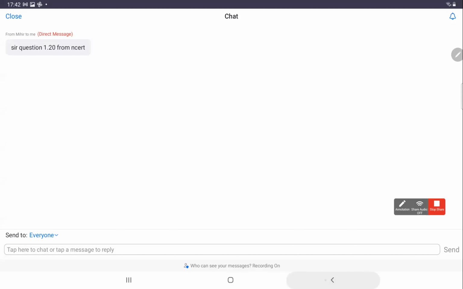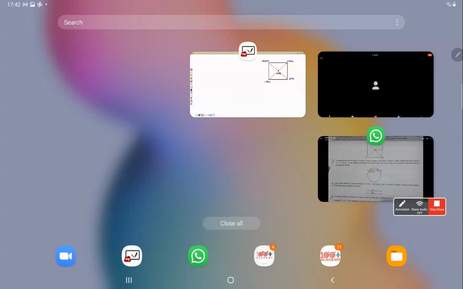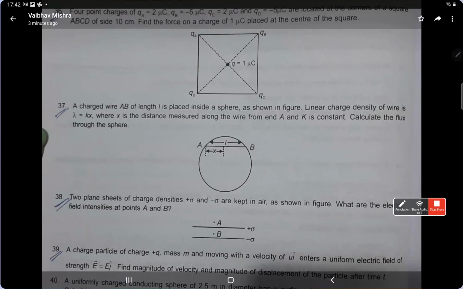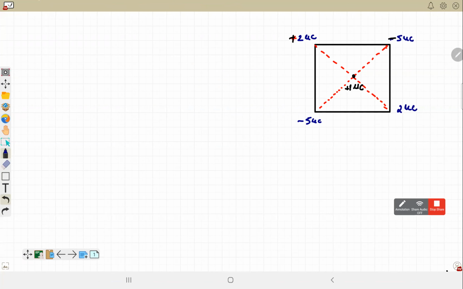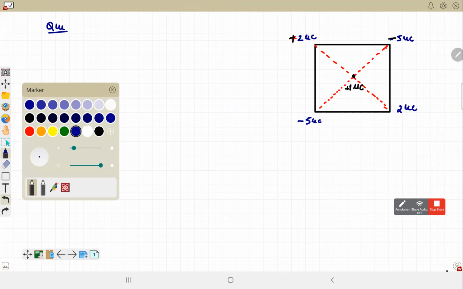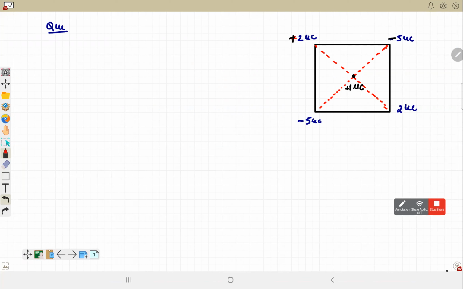Question number 1.20 from NCERT. Please take the pick, Webber. Yes sir, Bharat, I've sent you the doubt on WhatsApp. Okay, sure, I'll include it in this class. Here you can take the pick, and I'll be sending more doubts.